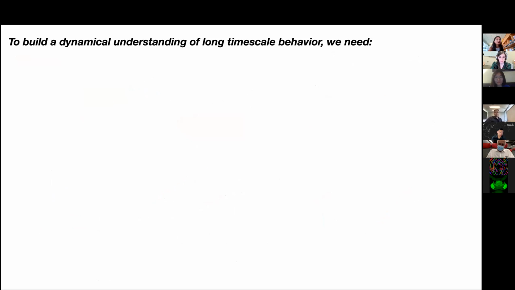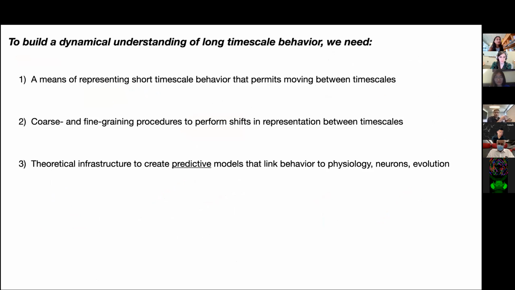So let's get in and ask this question: what do we need to build this representation? Really what I'm going to claim is you need 3 things. We need a means of representing short timescale behavior that permits moving between timescales. So that means that this Markovian picture doesn't work super well, because we'd like to have a way of describing the actions that animals are performing in a way such that our definition of that behavior was not defined on precisely this 1 second timescale.